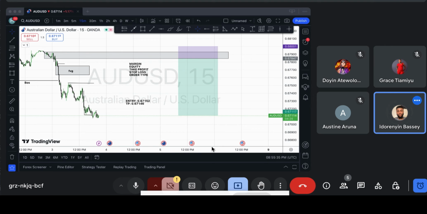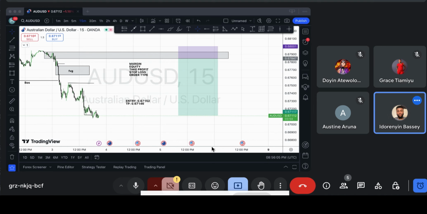And let's look at the third one, emotion control. Why take profit is very important. The third one is emotion control. So it removes the emotional aspect of manually deciding when to close the trade. So you can see why it's very important. It removes the emotion.